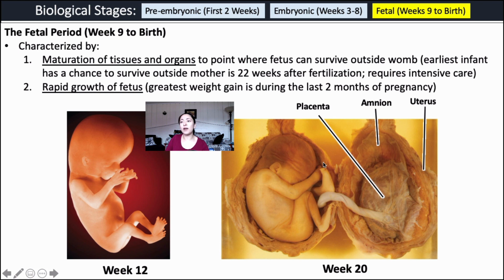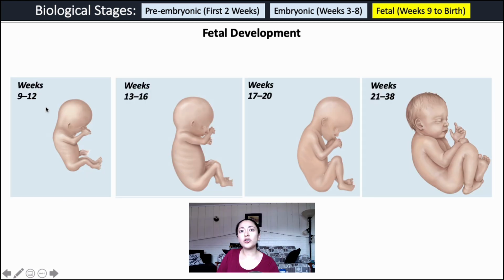So this fetus still would not be viable outside of the mother's body. Here is the placenta, the umbilical cord. Here's the amniotic sac, and this is actually the uterus out here. Here is showing how the fetus develops over the last few weeks of development. And you can see how they keep gaining more and more weight. The head becomes more proportional to the body as development occurs.